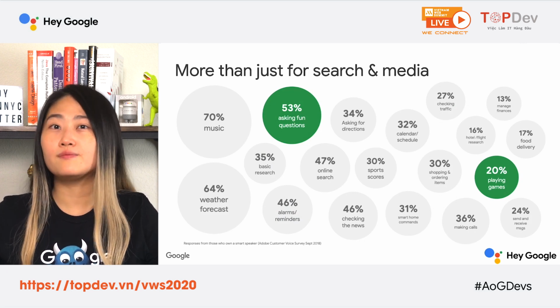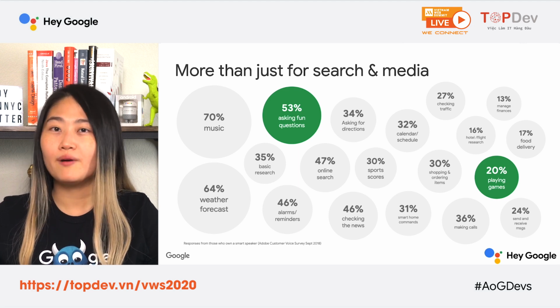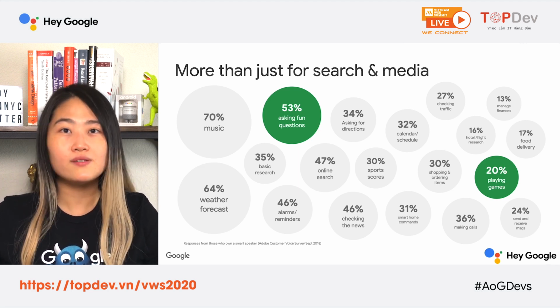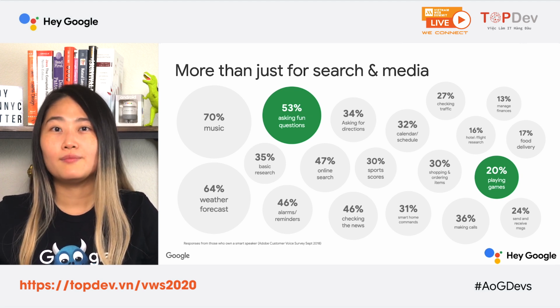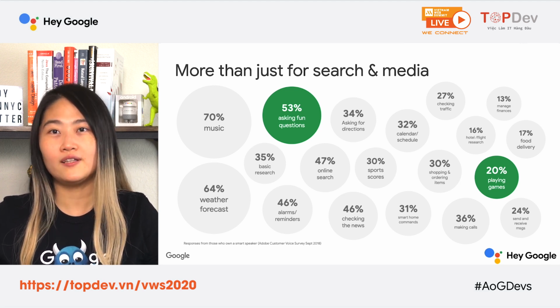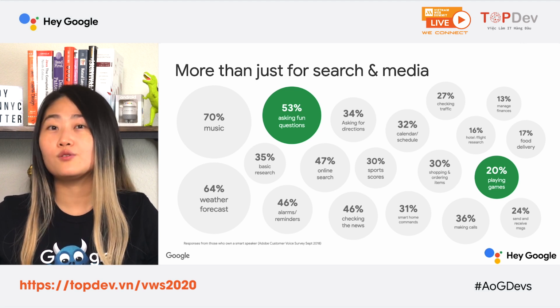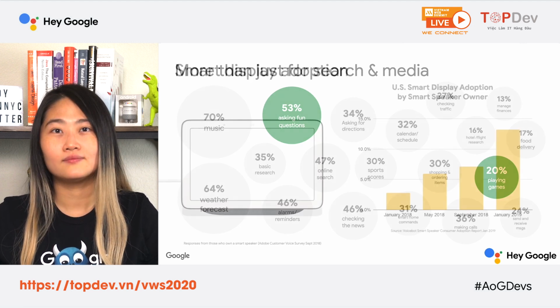Users are using these smart devices in many different ways. Based on the research done by Adobe, most users are using these devices for music and productivity, like asking for the weather. But there is a large user base of people who are using it for fun and games. 53% of the users use Google Assistant for asking fun questions, 20% for playing games.